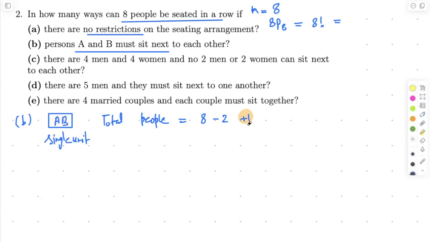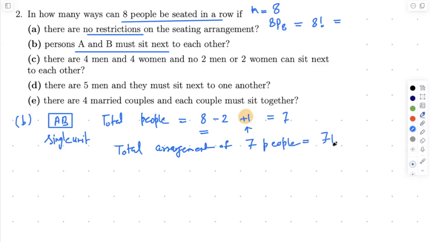And I'm replacing them with +1. So check, total people were 8 there. Now 2 have to sit together. I consider them as a single unit. So I subtracted their count, -2, but added the position of the single unit. So it is going to be how much? 8 minus 2 is 6, plus 1 is 7 there. So what is the total arrangement of these 7 people? The total arrangement of these 7 people is going to be 7 factorial.